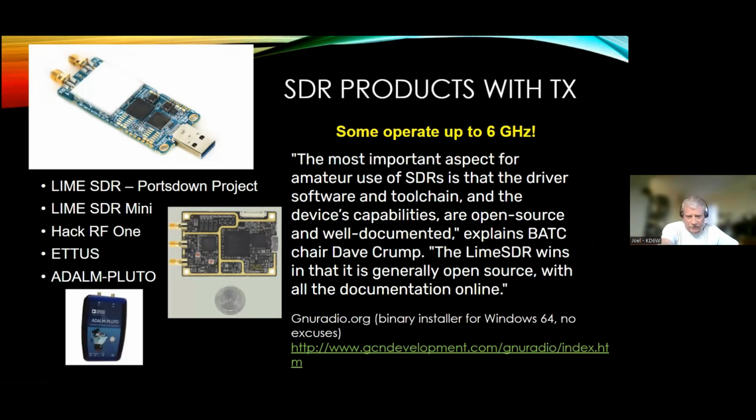And I want everybody to see that link down at the bottom. See that? www.gcndevelopment.com, GNU Radio index. That is a compiled binary for Windows that runs GNU Radio in Windows. So now there's no excuses with that. With one of these plug-in dongles and running GNU Radio, you can make a QPSK modulator.